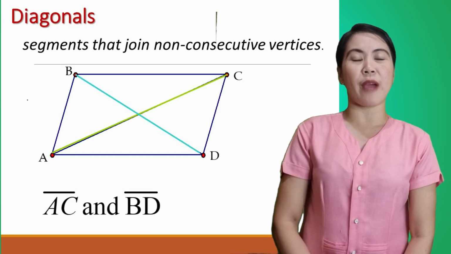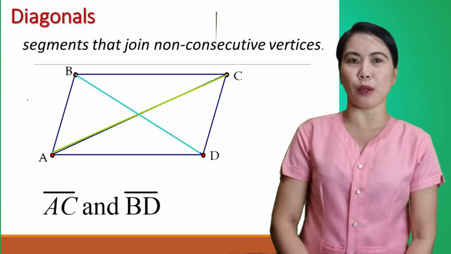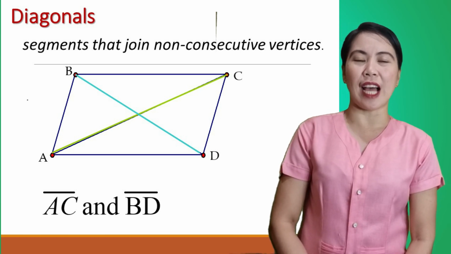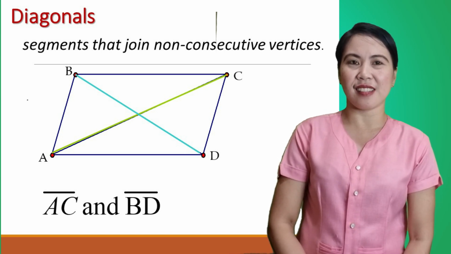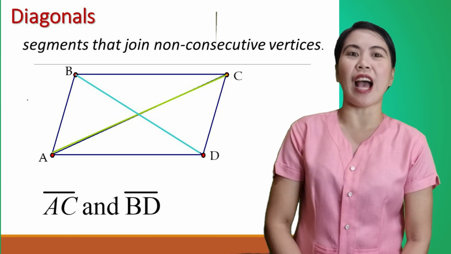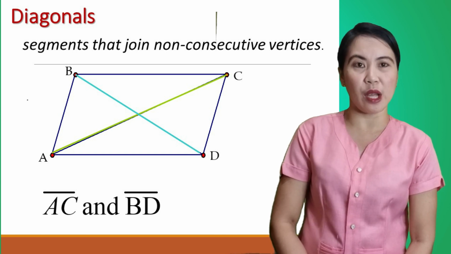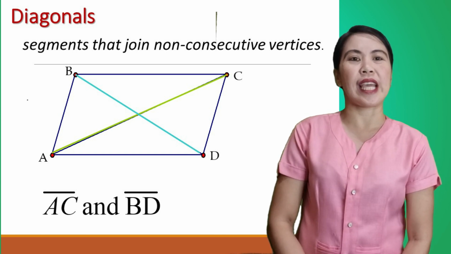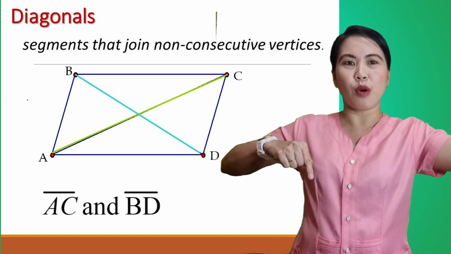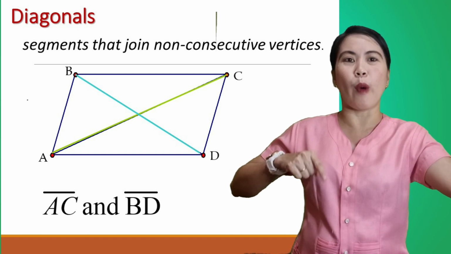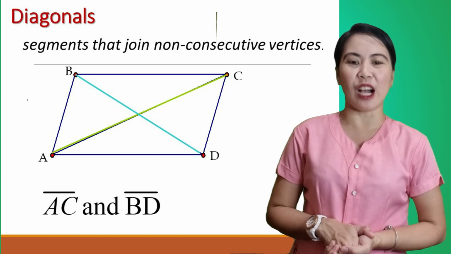The next part of a parallelogram is the diagonal. The diagonal has also something to do to determine that a quadrilateral is a parallelogram. But what is a diagonal first? When you say diagonal or diagonals, these are segments that join non-consecutive vertices. When you say non-consecutive, they are non-adjacent. So when you join the two opposite vertices, it forms a diagonal.